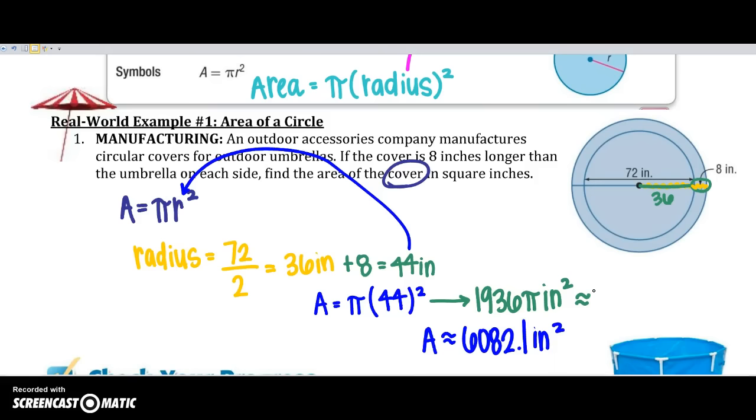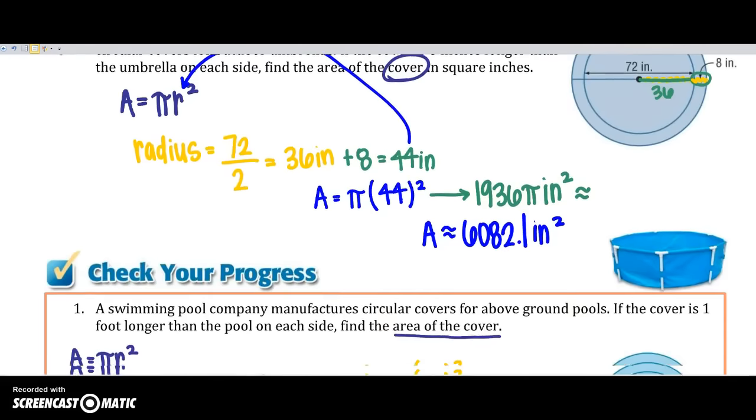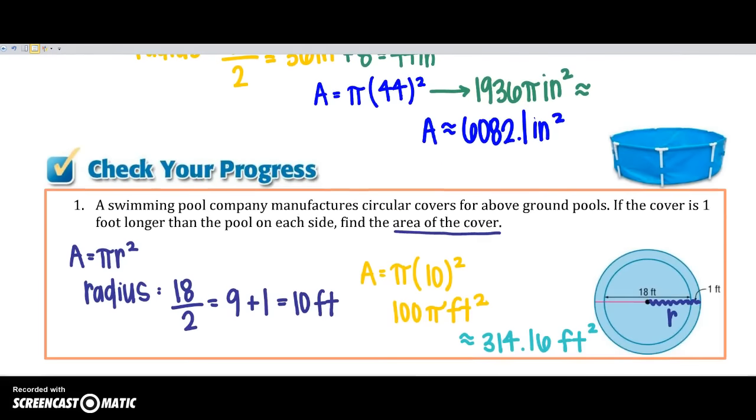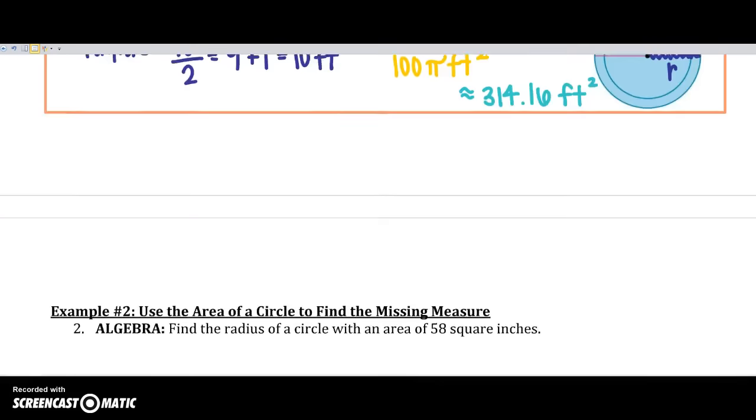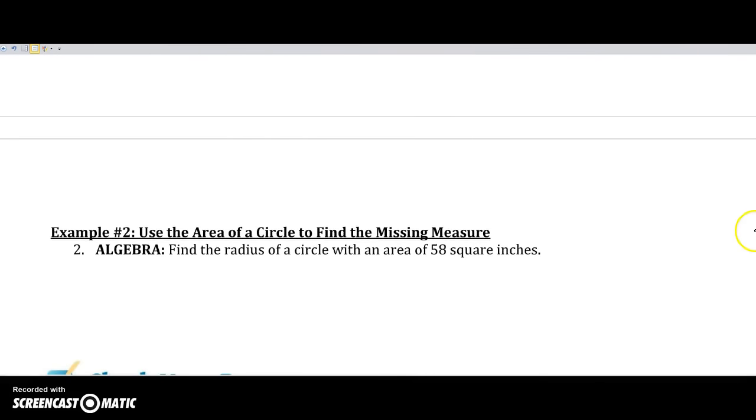Go ahead and pause this video and do your checkpoint, and then you'll get to check it. Right here is the answer, 100 pi feet squared, or you could say about 314.16 feet squared for your swimming pool cover. All right, let's go to the next page.